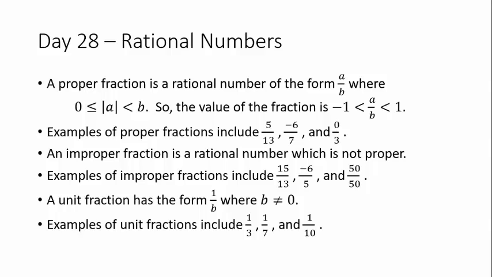An improper fraction is a rational number which is not proper. So when you convert a mixed number to a fraction, you will get an improper fraction. Think about the first example we did, 2 1/2. 2 1/2 is equivalent to 5 halves. This is an improper fraction. So we have some other examples of improper fractions here. 15/13. Notice how the numerator is greater than the denominator. 50/50 is equivalent to 1. This is actually an improper fraction as well.